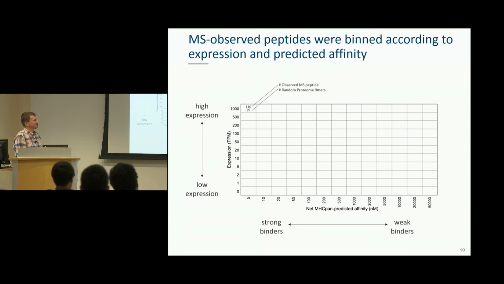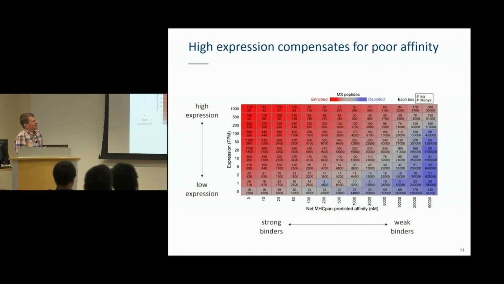So the top number in each grid cell is the number of mass spec hits. The bottom number is the number of random proteome 9mers that fell in that bin. Then, having those two numbers in each bin, we calculated the ratio, and that's what the red to blue coloring is in the plot. And what we see is that there's actually a fairly decent multiplicative relationship between these two variables.